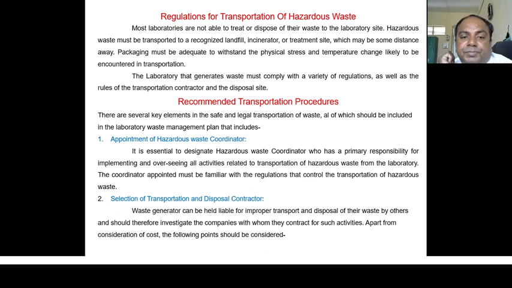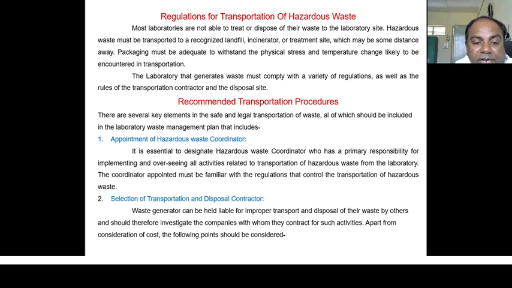So what is the first recommendation in the regulation? A particular industry or laboratory which generates a lot of chemical waste has to appoint one hazardous waste coordinator. The hazardous waste coordinator must be designated or appointed by the laboratory or industry that generates chemical waste in larger quantity. When chemical waste is generated in larger quantity, it is mandatory for that industry or laboratory to designate one post, and that post is called hazardous waste coordinator.